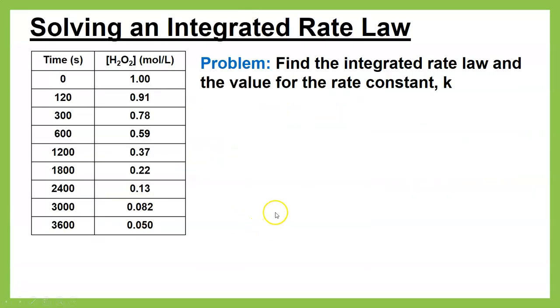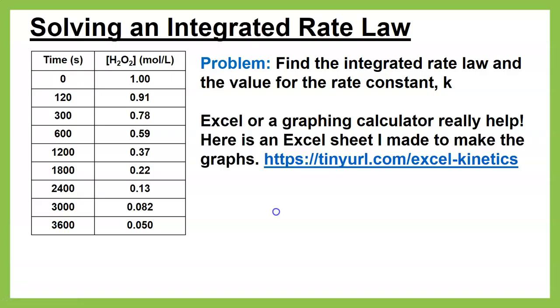Sometimes you may be given the data like this, and you have to plug it into either a calculator or into Excel. Now, to try to be nice, I made an Excel sheet where you can plug in your data and it will automatically graph your 3 graphs and automatically give you your R-squared values. So you can use that. It should be linked in the PowerPoint. It should also be linked on a reference sheet for you. I hope that's helpful. You don't have to use it. You can do it yourself.